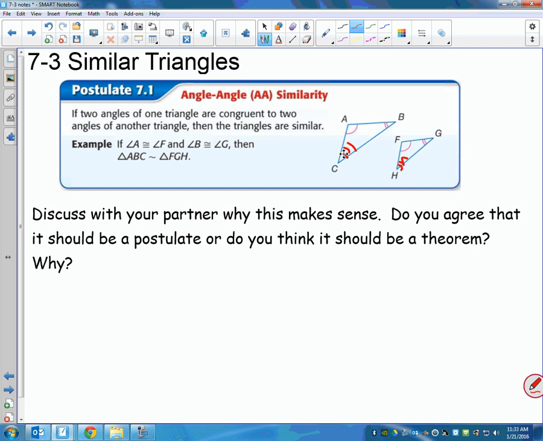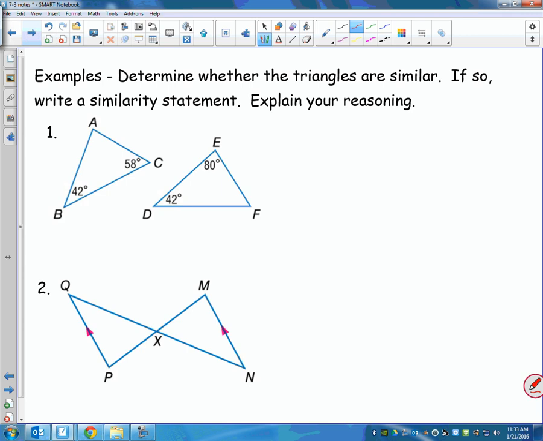Moving on. It's kind of a cool one because now when it says determine whether the triangles are similar, if so, write a similarity statement. Explain how you know. So look at number 1 and number 2 for a minute and see if you can decide yes or no. Do you have enough information to determine if those are similar?